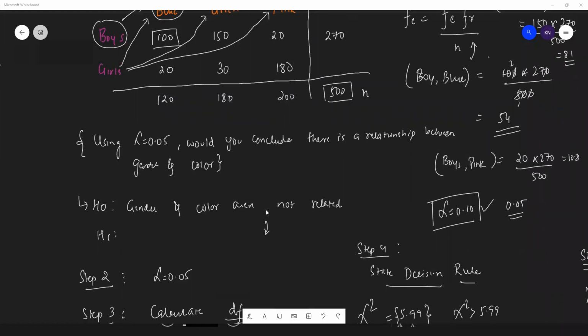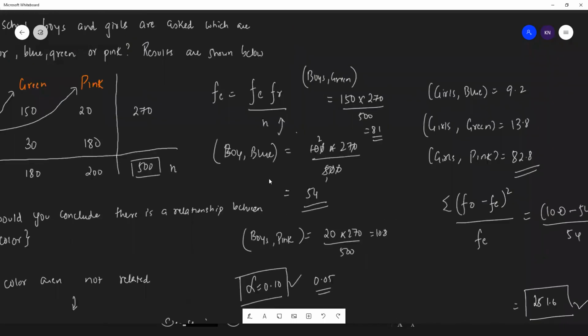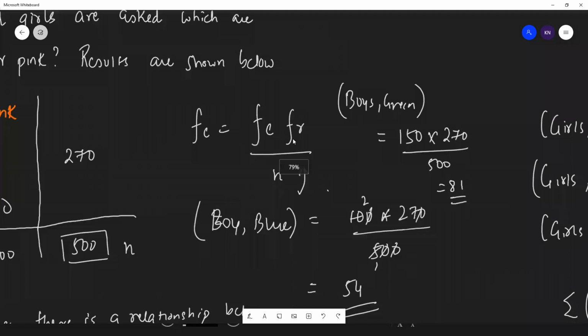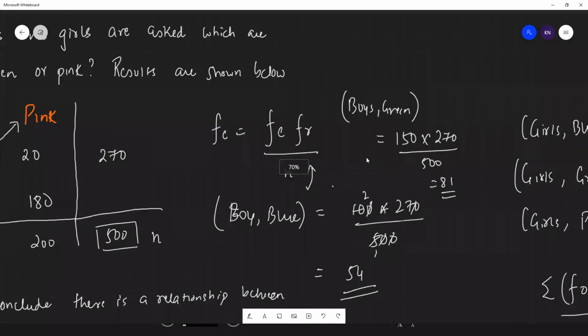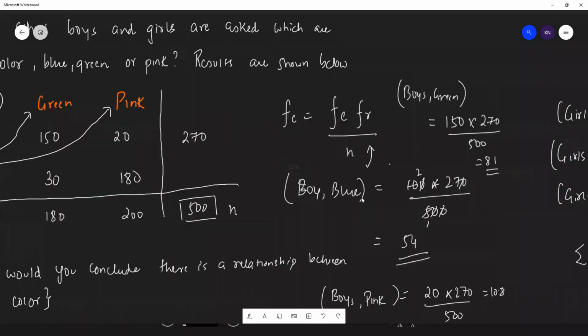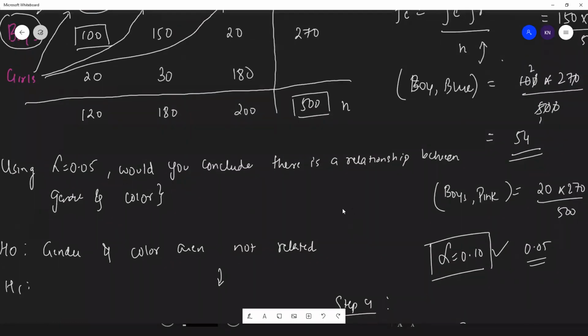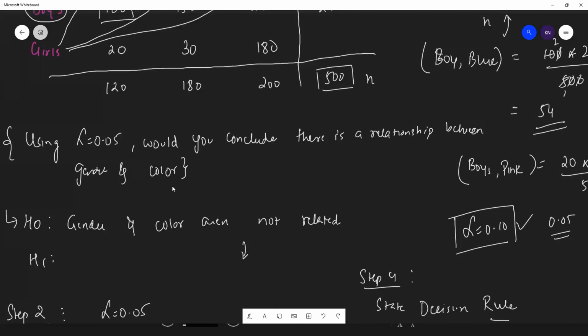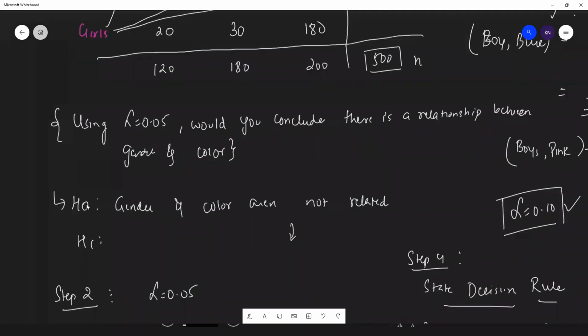Abhishek, F value, where did I explain F value over here? This is frequency of column, frequency of rows. Surya Narayan, already I told you, no. See this question: would you conclude there is a relationship between gender and color? I've taken the null and the alternate hypothesis with respect to that only. There is a relation, there is not a relation, like that.